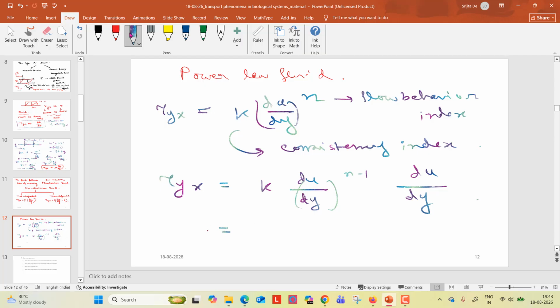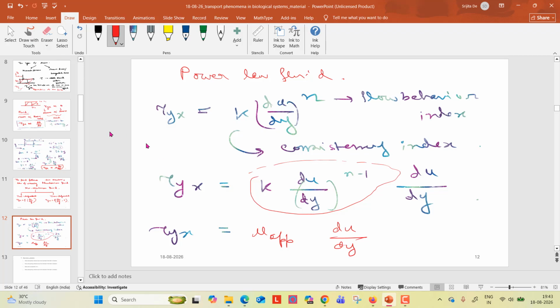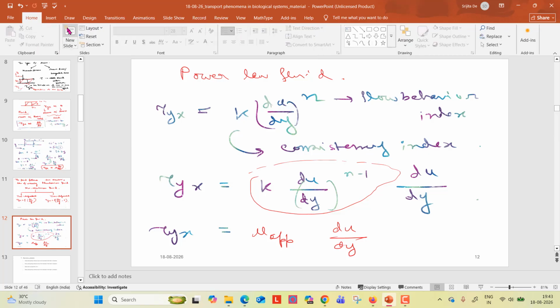So now this whole thing becomes the apparent viscosity, mu_f, into du/dy. Now it comes to the form of a Newtonian fluid, but here mu is not just a simple value, it has to be calculated like this and it is called apparent viscosity. Okay. Now comes the next division.